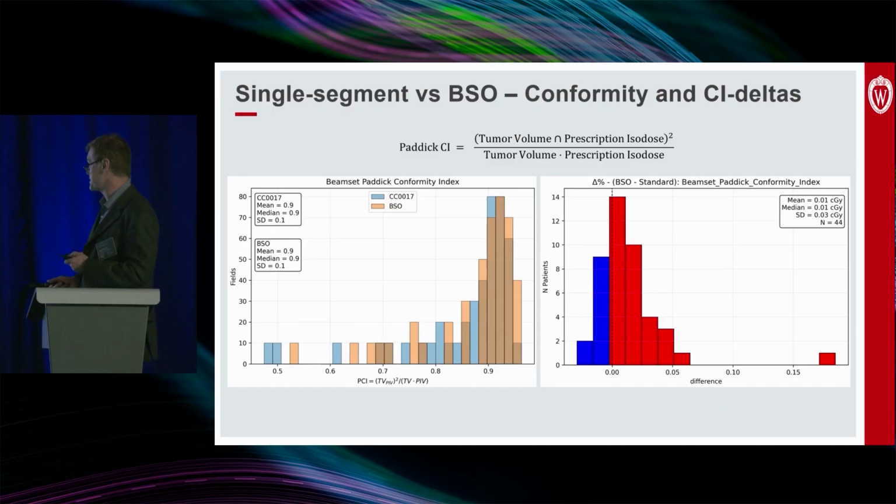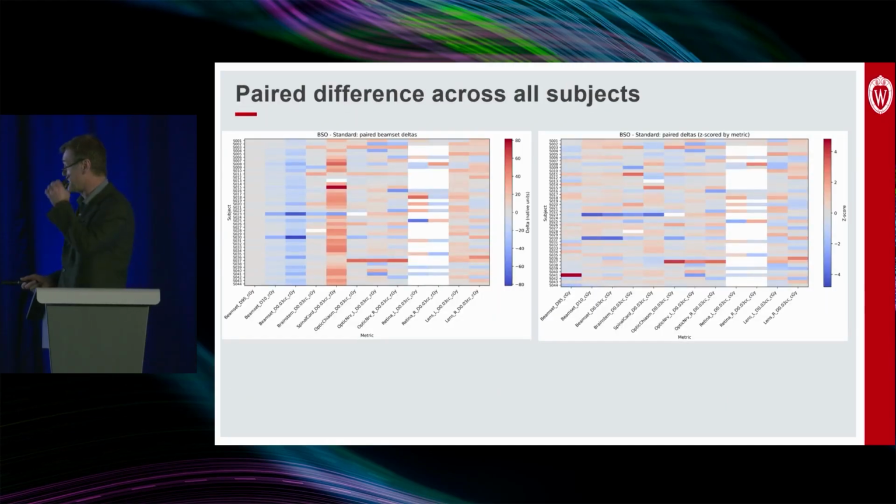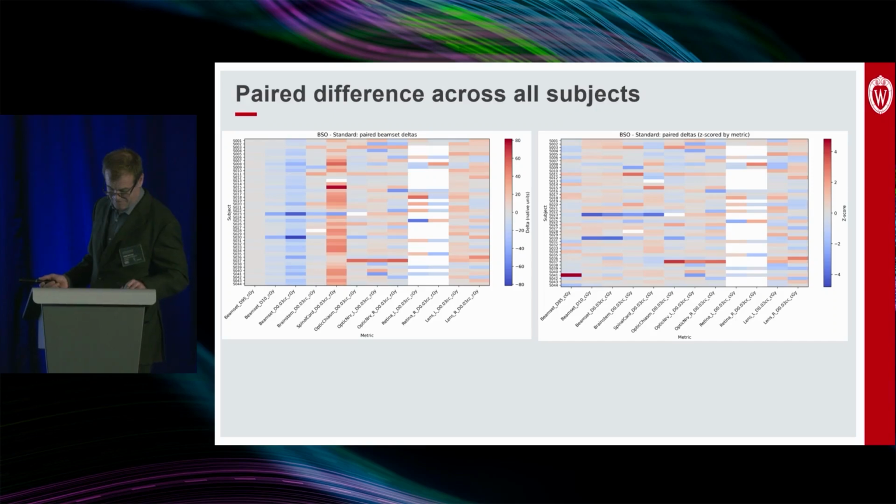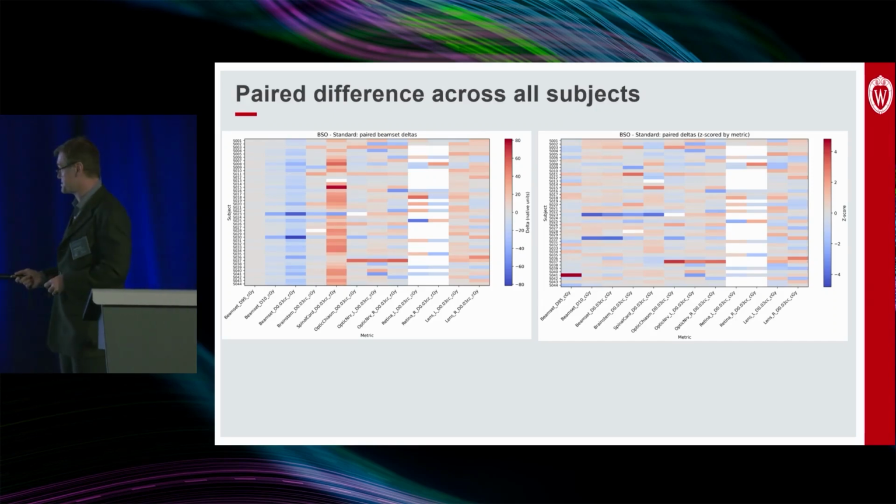This is just a sort of a more busier graph, but it's the paired difference between all the subjects. So this is 44 different cases here, and these are just the different metrics that get evaluated in the clinical trial. So you have your beam set D95, which you can see is a nice gray line here. That's to be expected because this whole thing is normalized to D95. There really shouldn't be any difference.